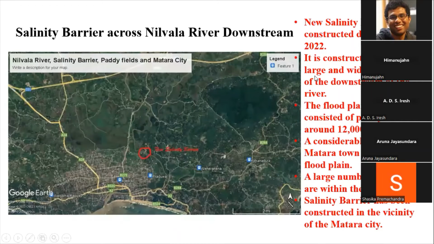So it was constructed in the large and wide floodplain of the downstream of the river. The floodplain mostly consists of paddy fields, which is around 12,000 acres. A considerable portion of Matara town is inside the floodplains, and a large number of villages are within the floodplain. So the salinity barrier has been constructed in the vicinity of Matara city, as you can see in this Google image. The red color circle is where the salinity barrier is, and the Matara township you can see in this Google image.